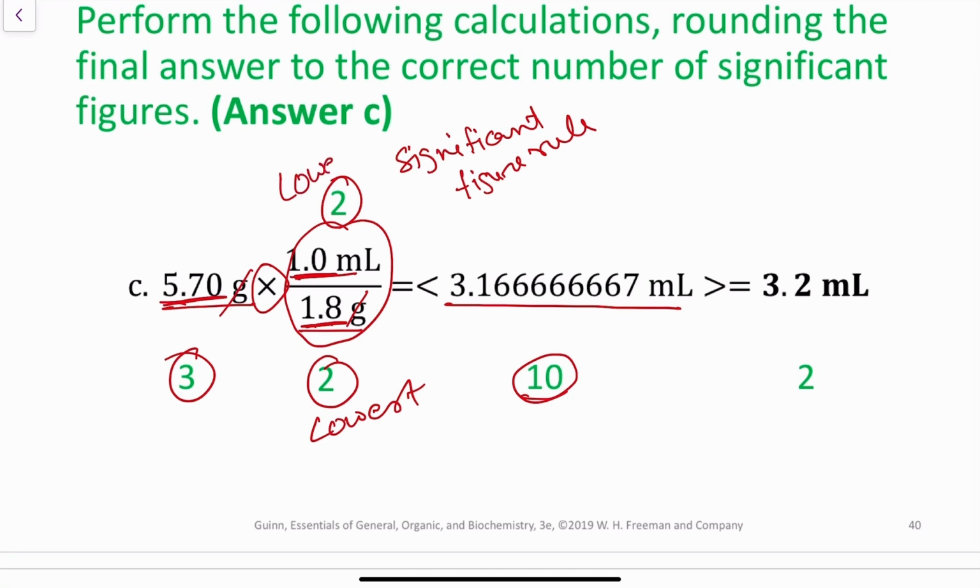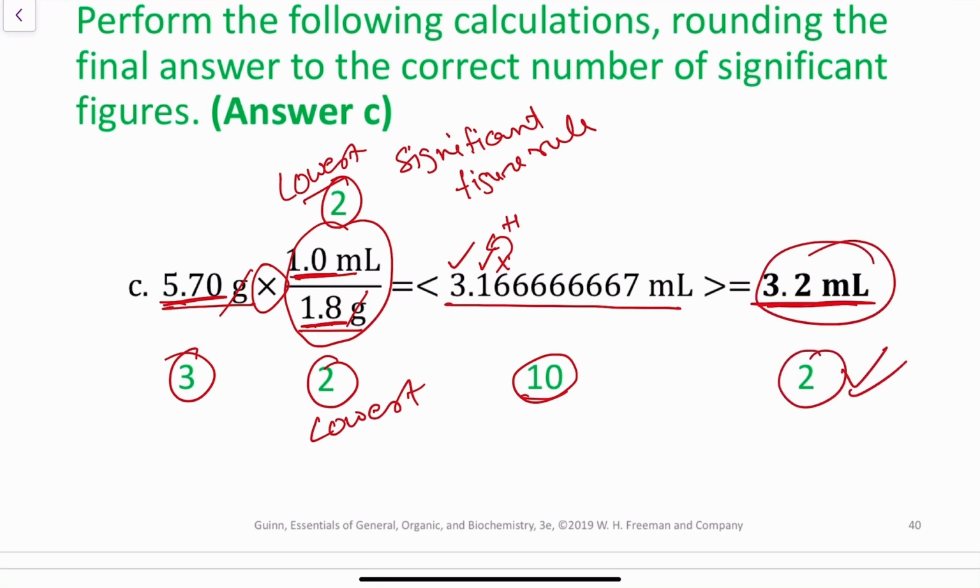Lowest, right? So we need 1, 2, we don't want the third one, right? And the third one is more than 5, so the previous number will increase by 1. So this is 3.2 ml, right? Which has 2 sig numbers. So this is our final answer with 2 sig numbers, right? So this is how you normally apply both rules: multiplication and division, and addition and subtraction.